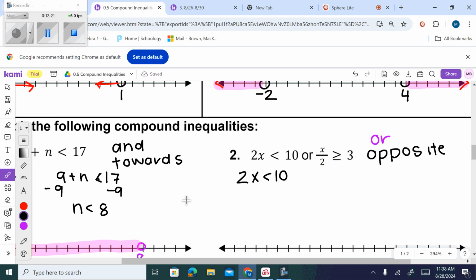Angela, how do I get that x by itself? Go ahead, Angela. Divide by what? 2. Good. Divide both sides by 2. Y'all, it's 10 divided by 2. Love it. All right, over here. Ooh, what are we dealing with? A fraction. How do I undo a fraction?